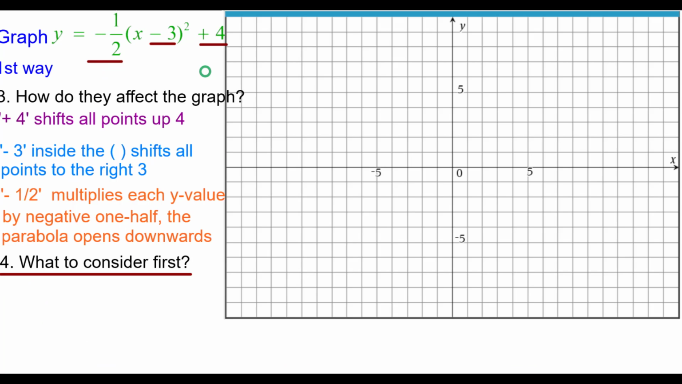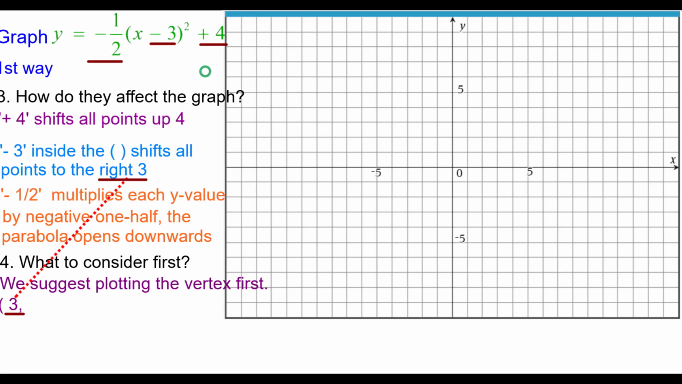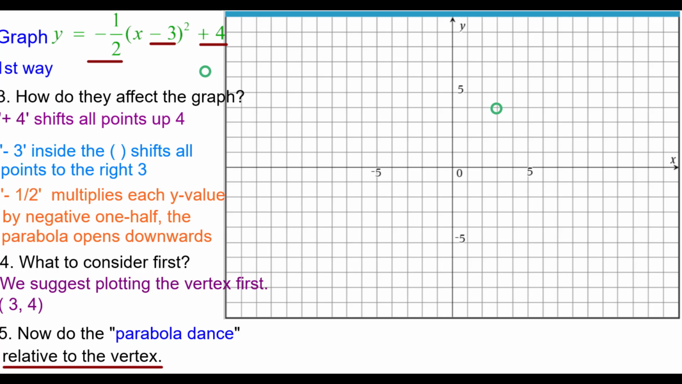So what do we consider first? Well, we suggest plotting the vertex first. The two parts that affect the vertex are shifting to the right 3, which would make the x-coordinate 3, and shifting all points up 4, so the y-coordinate would be 4. So (3, 4) is our vertex. We plot that first. All points are going to be plotted relative to that point using the parabola dance.